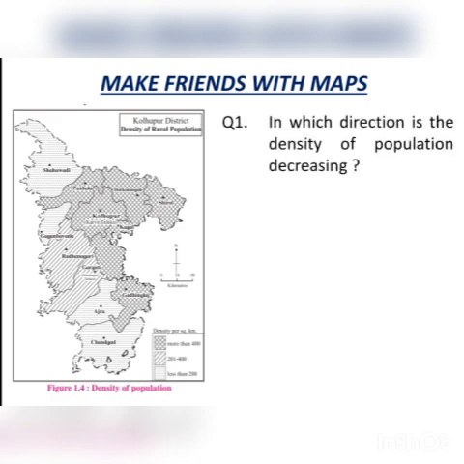In which direction is the density of population decreasing? Decreasing, we all know, means becoming less. And if you see in the index, the shade used in the last box is less than 200 persons per square kilometer. So the answer will be towards north, and towards the south direction the population is decreasing.